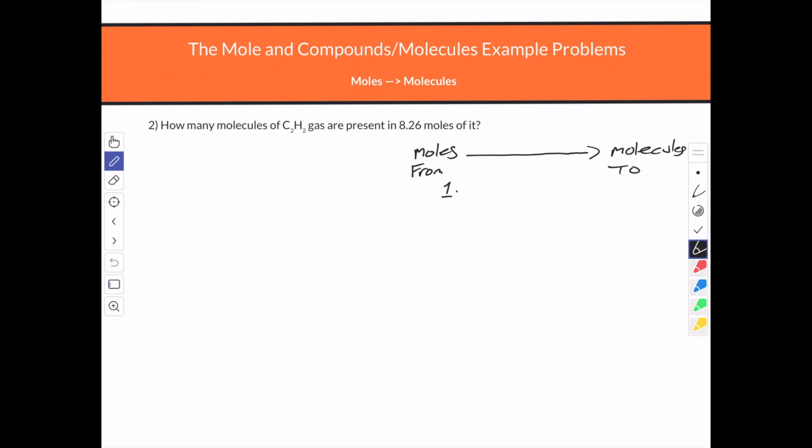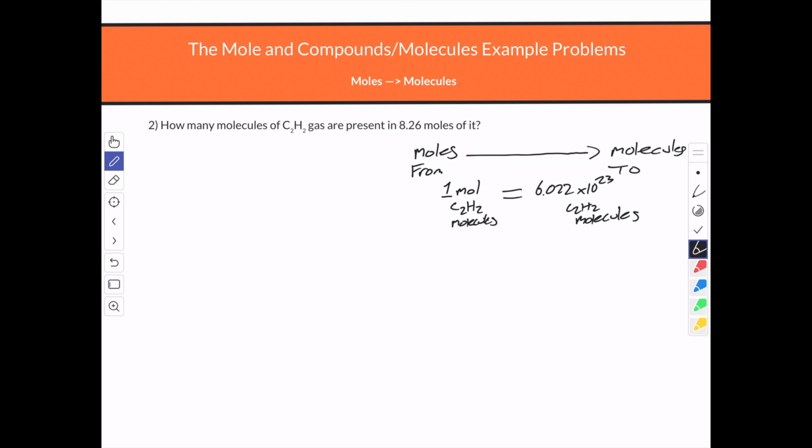1 mole, in this case it's C2H2 molecules, is still going to equal 6.022 times 10 to the 23rd C2H2 molecules. It's the same identical type of problem that we did before. It's just using molecules instead of atoms.